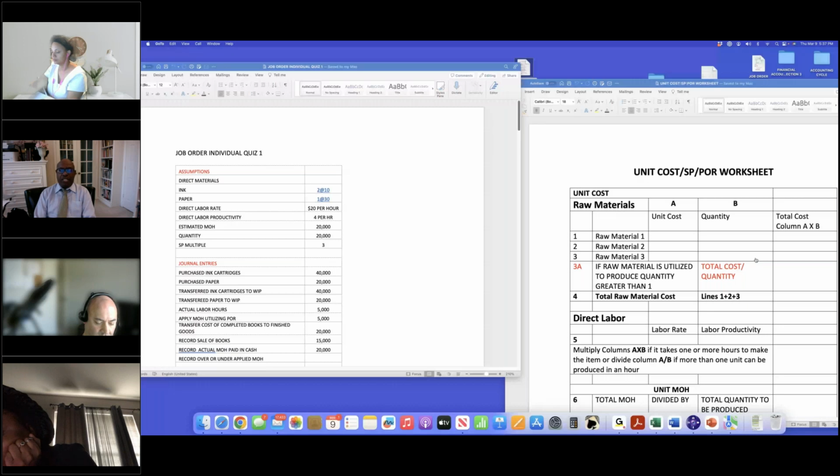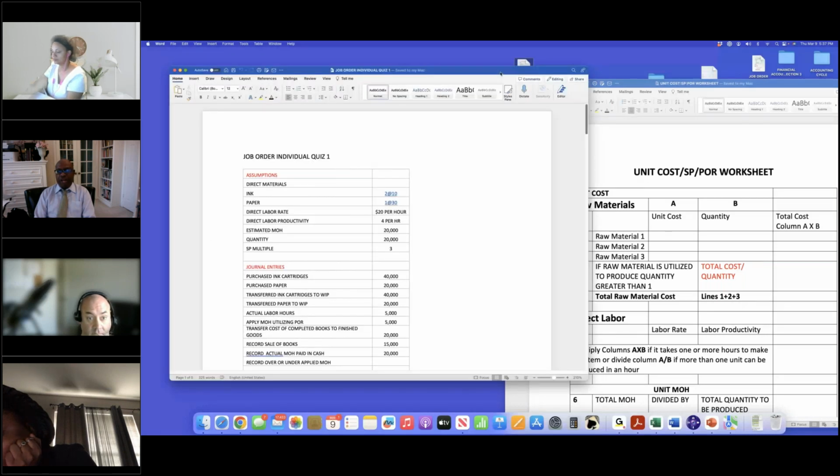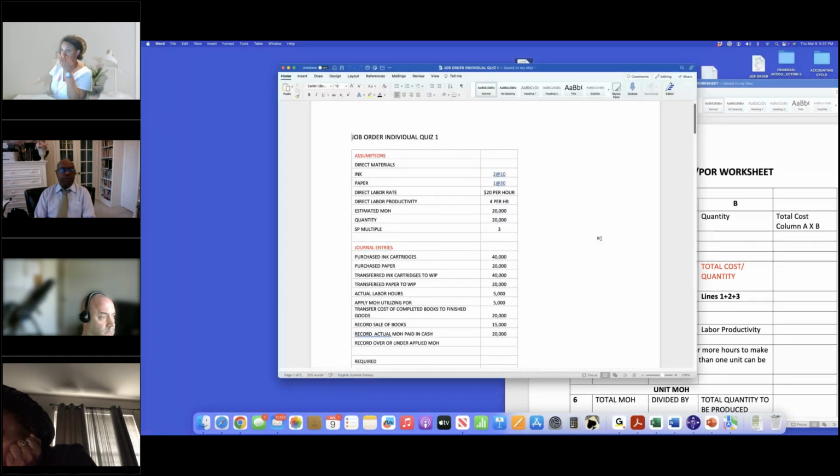So everybody should see job order one, and you should have job order one, okay? This is quiz one. It says ink is 2 at 10, paper is 1 at 30. Direct labor is 20 per hour. Direct labor productivity is 4 per hour. Estimated MOH is 20,000, quantity is 20,000, selling price multiple is 3. And most problems had something similar to that.